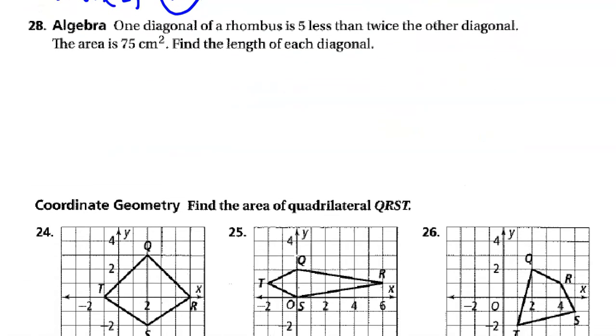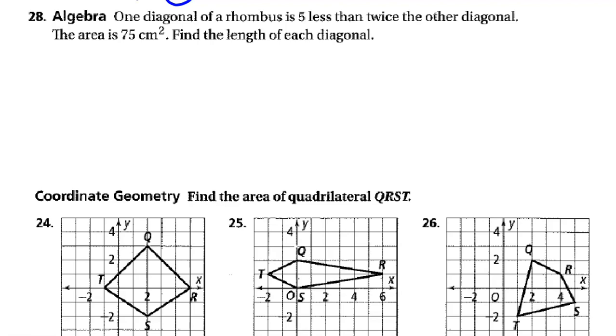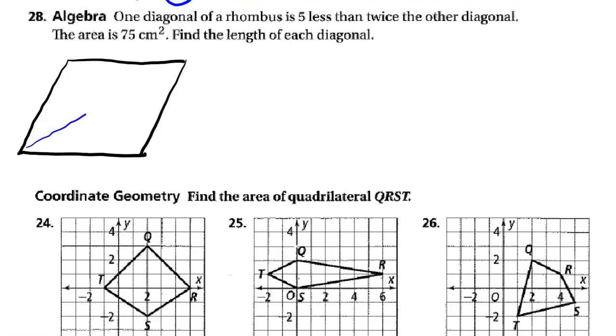Number 28, one diagonal of a rhombus is 5 less than twice the other one. Holy smokes. What was I thinking when I made this assignment? So we have a rhombus. And in a rhombus, remember, the diagonals are not the same, but they bisect each other. So I have that one, and I have that one. Actually, I'll put it in red. Keep them straight.